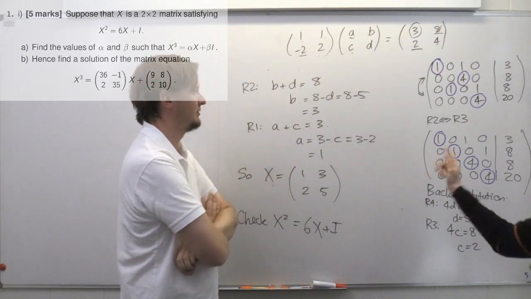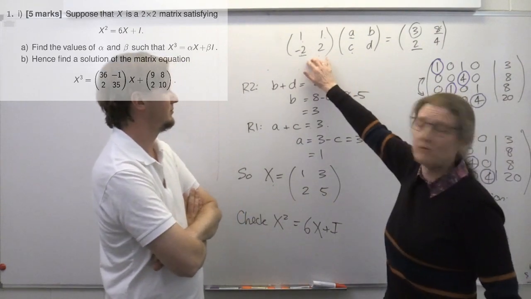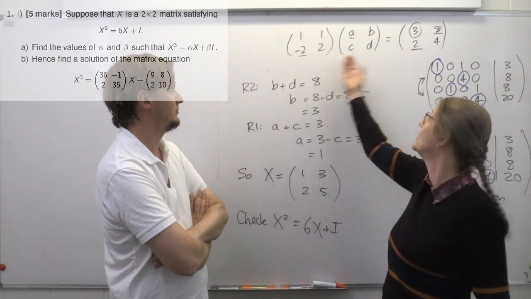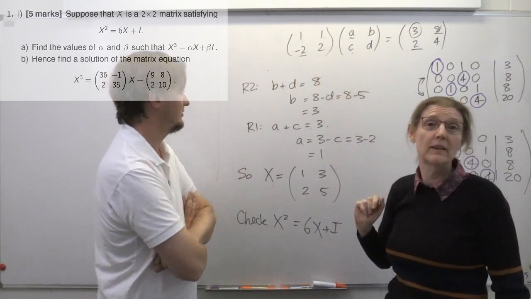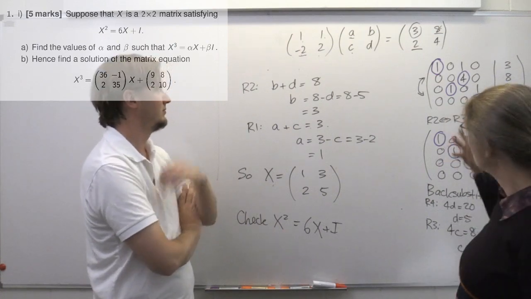This one will always work. Yes, Joshua is absolutely right. If this is invertible, then multiplying both the left and right-hand side by the inverse gets you the matrix directly. So have a think about which way suits you best, but both will work.